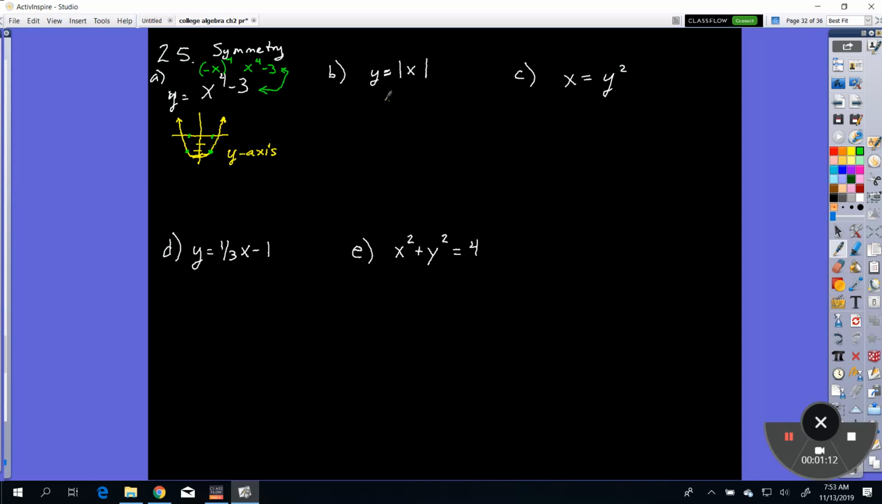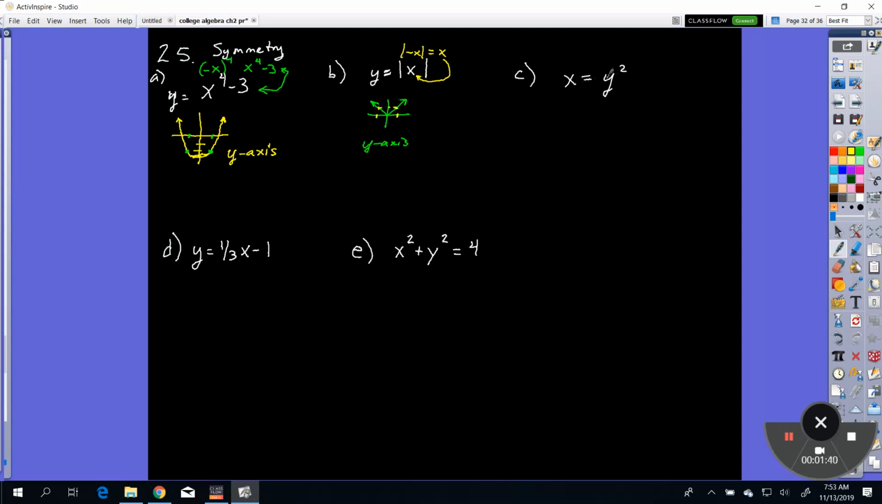So same idea on this one. I can graph it. That's y-axis symmetry, because I can fold it over the y-axis and it's exactly the same. Or if I plug in a negative x, the absolute value of negative x is a positive x, which is exactly how we started. And so again, what that means is for a positive x and a negative x, they have the same y value.